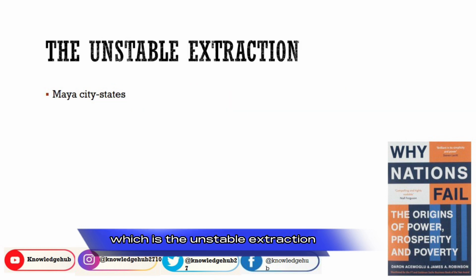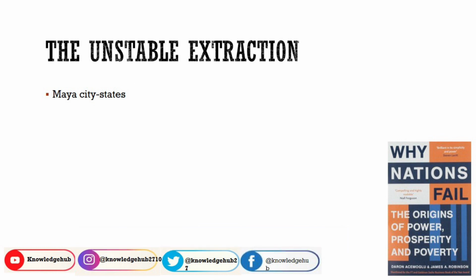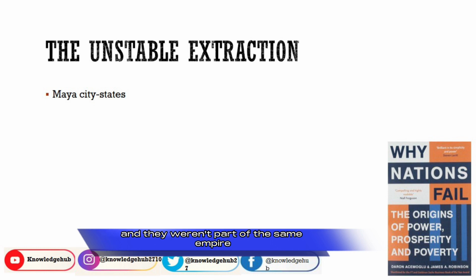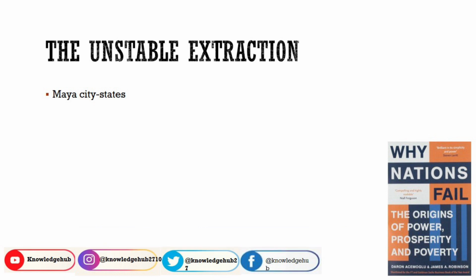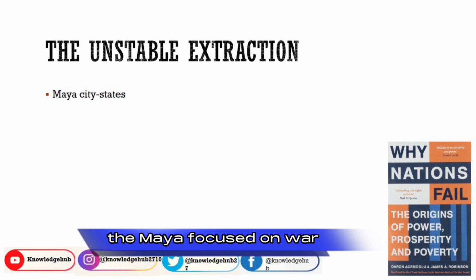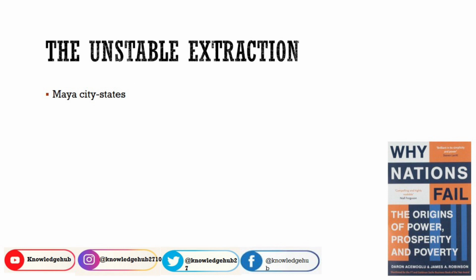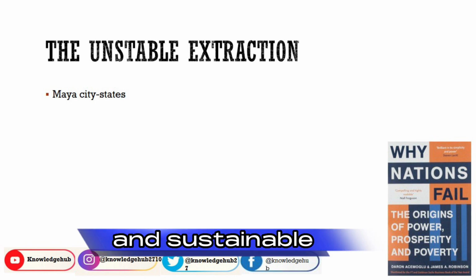In the next section, which is Unstable Extraction, the authors put forward the case of the Maya city-states. The greatest Maya city-states collapsed around the 9th century. They weren't part of the same empire, but they shared many institutions, like a common writing system and calendar. This system led to rapid economic expansion, labor specialization, and trade between the city-states. But after the Maya city-states formed, their technology barely advanced. Instead of innovation, the Maya focused on war, and this shows that Maya city-state institutions were extremely extractive. That is why the growth there was unsustainable, and the elites fought to control the resources they extracted from the masses.